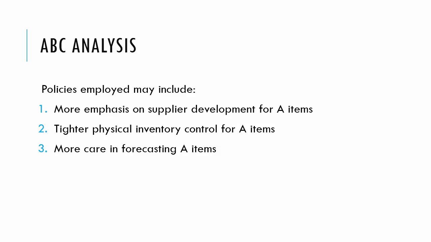So again, we're going to try to come up with policies that put more emphasis on, for example, supplier development for A items, making sure that we get the quality stuff in and that it's getting there on time. We also might want tighter physical inventory control for those A items, especially high unit cost ones. And we would probably want to be a little better at forecasting. If you've taken Business 370, you learned a lot about time series forecasting. So you might want to take more care in forecasting for those A items to get a better idea of what the demand is going to look like.